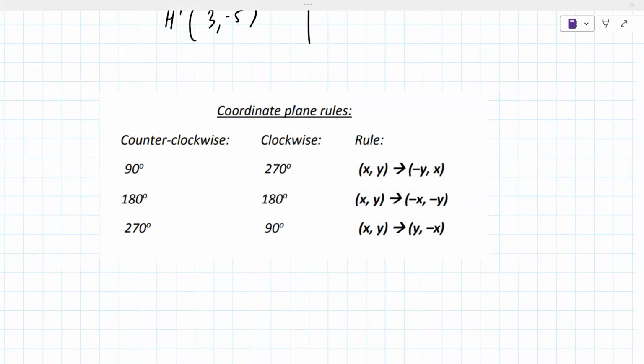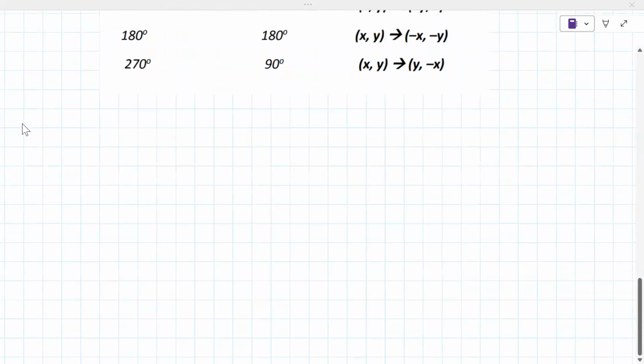So if none of that made sense, that's okay. We're going to do a problem here where you're going to need to use this rule. So let me grab a snip of that and put it on screen. Here we go.